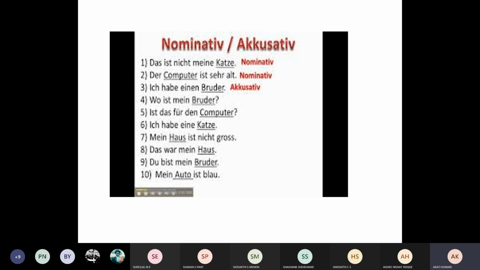Shashank, would you like to read the next sentence? Okay, ma'am. Ist das für den Computer? Yeah. What do you think it is, the case of Computer here?